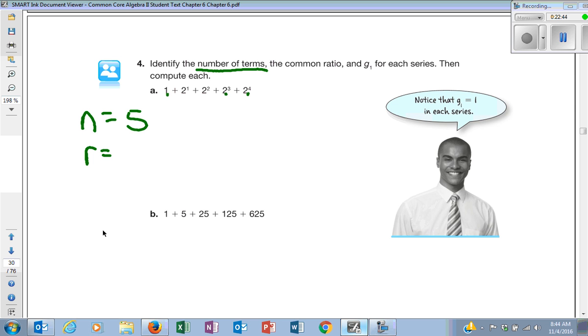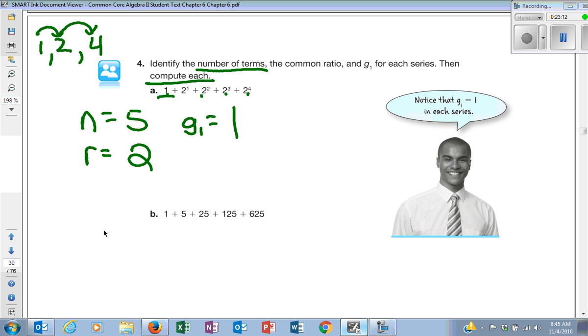Well, the first term is 1. The second term is 2. What's the third term? 4. 2 times 2, right? So 4. So how do I get from here to here? Times by 2. Times by 2. So what's my common ratio? 2. Because it says then G1, what's G1? 1. My first term, which is 1.